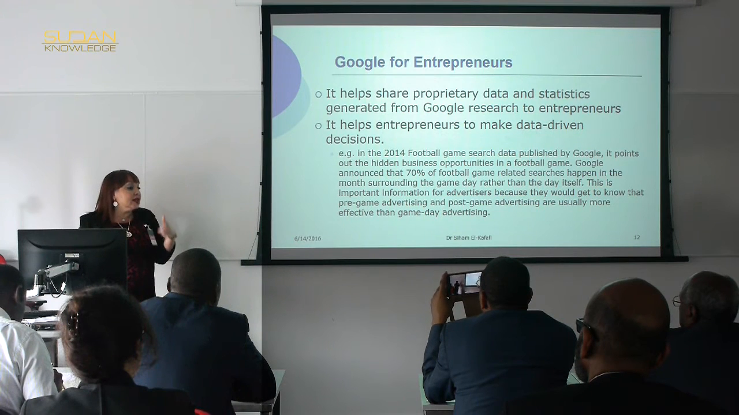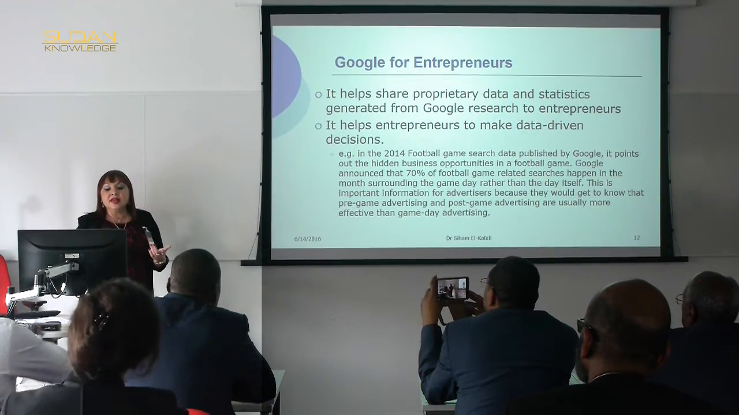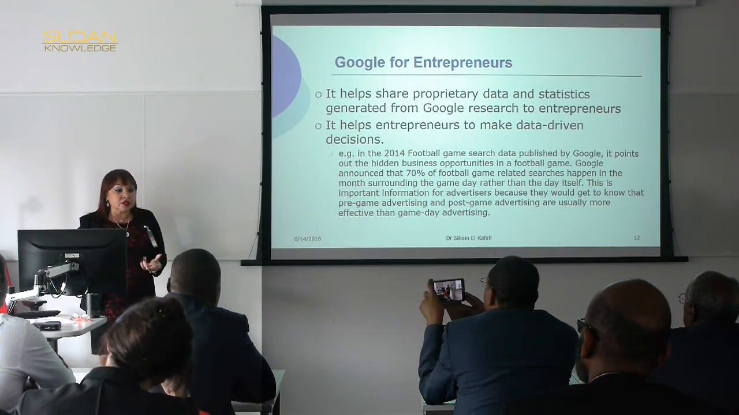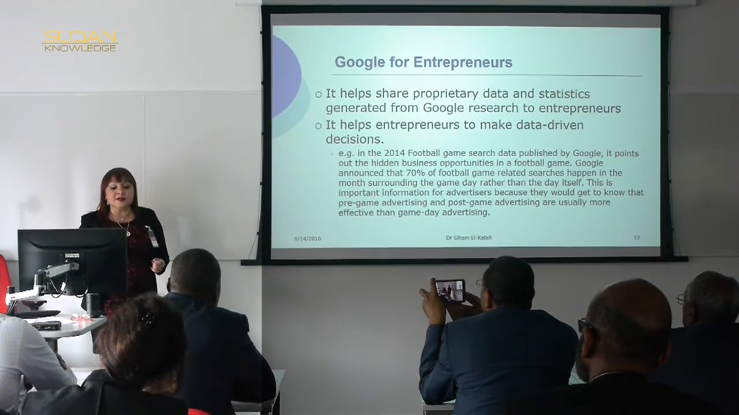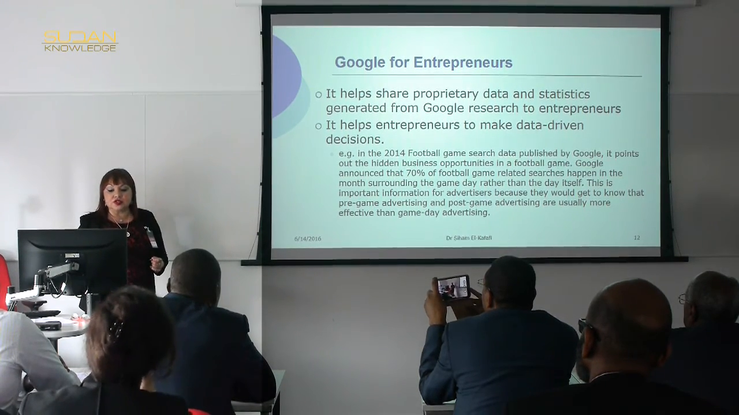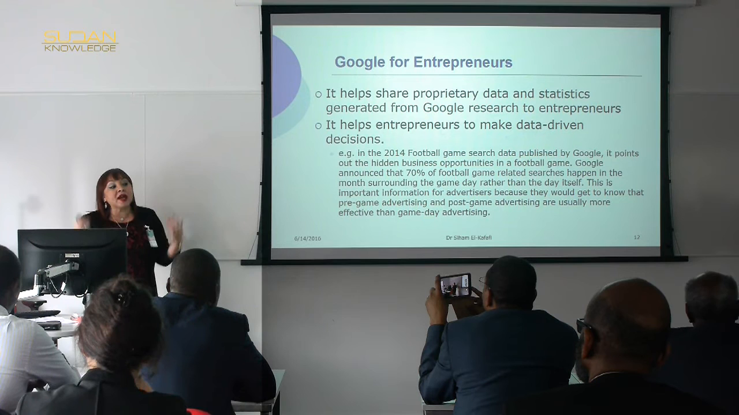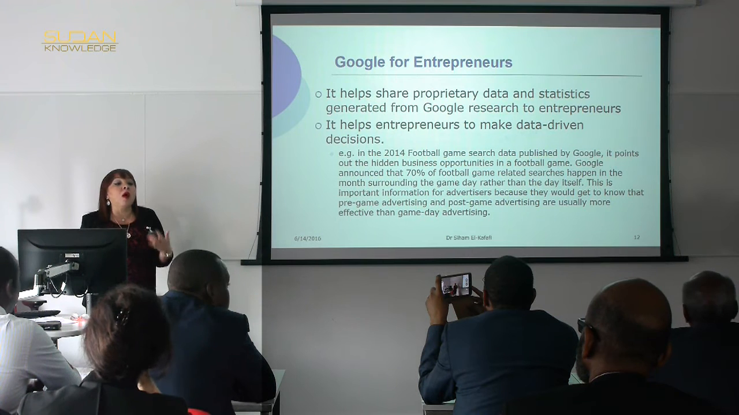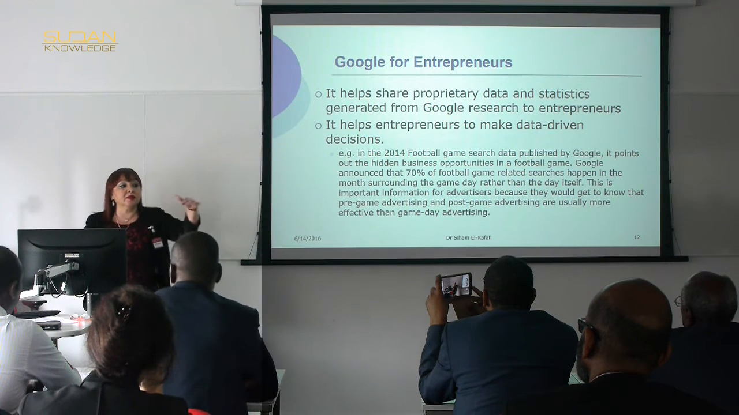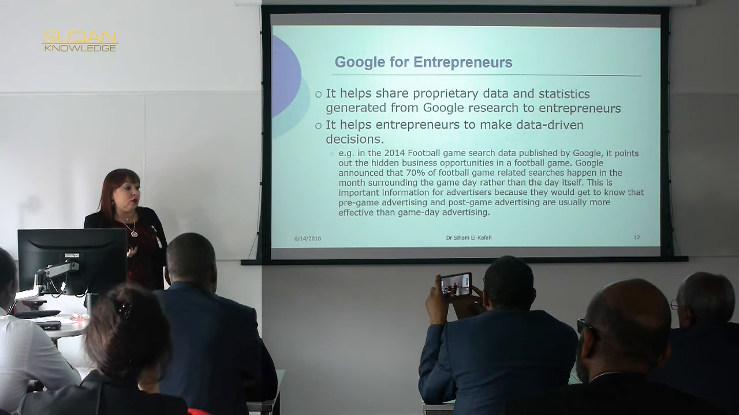One of the other things that they do to help people is that in 2014, if you remember, there was a football game. A research published by Google pointed out hidden business opportunities for the football game. It announced that 70% of the football game related searches happen in the month surrounding the game days. That is very useful information for marketers. If they want to market something, the best way is to do it either before or after, not on the day of the game. So that is a good opportunity for marketing.